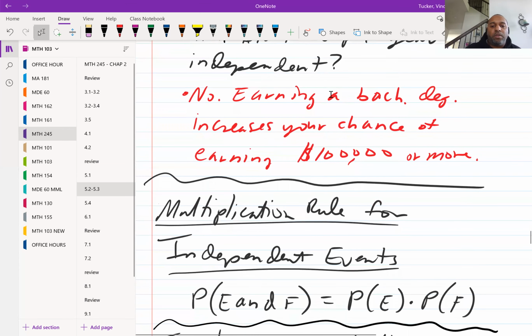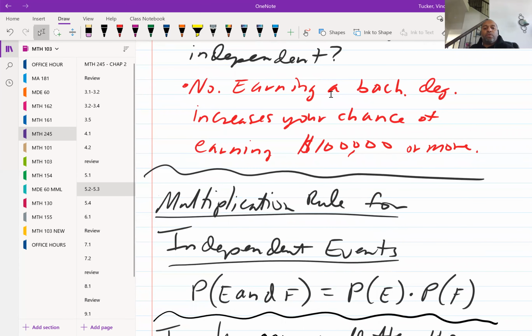Right, so the multiplication rule for independent events. Notice it says if your events are independent, so that is something you will have to establish first. Make sure that the events have nothing to do with each other. We are going to deal with dependent events, I believe in 5.4, where we look at what happens when events affect the other one. But right now we're talking about events that have nothing to do with each other.